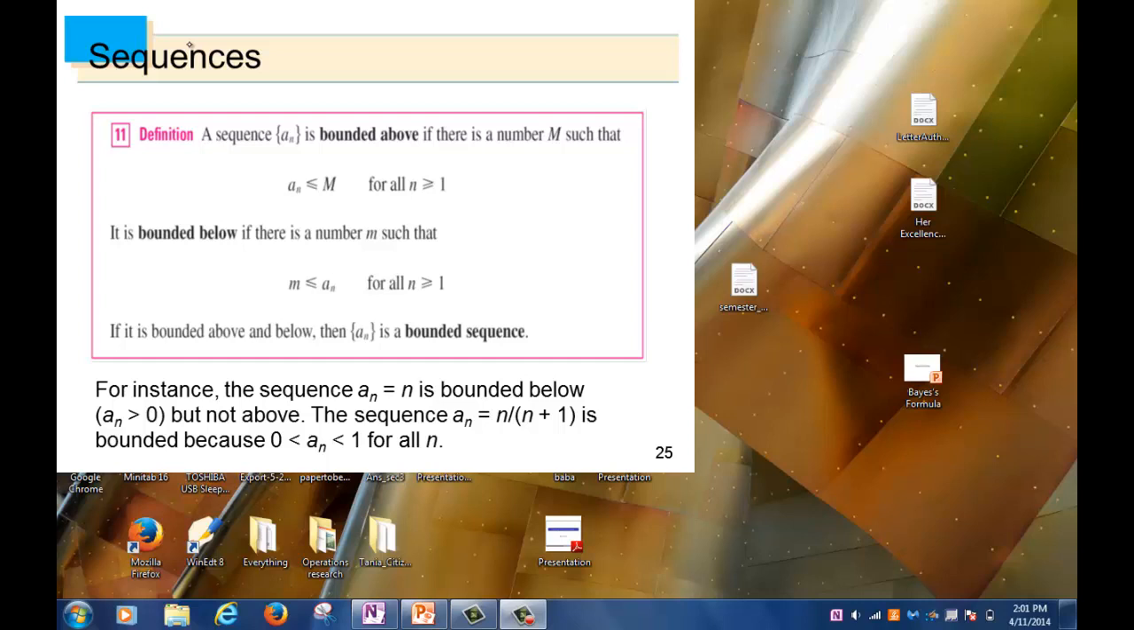And when we have a sequence which is bounded above and bounded below, that's called a bounded sequence. If you have a sequence that has an upper bound and a lower bound, it is called a bounded sequence. Is everyone okay with what I just said?